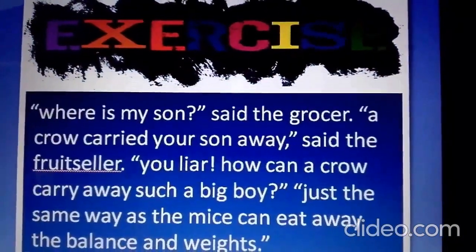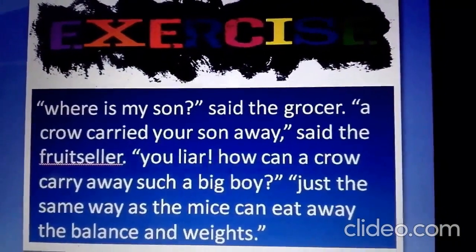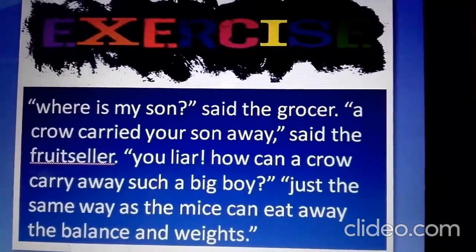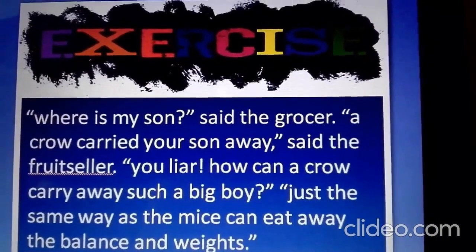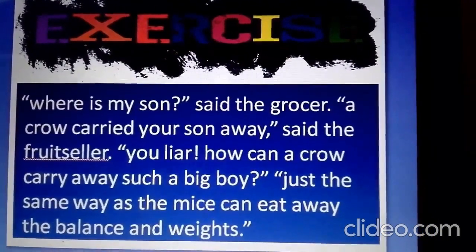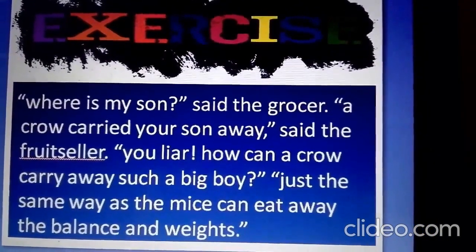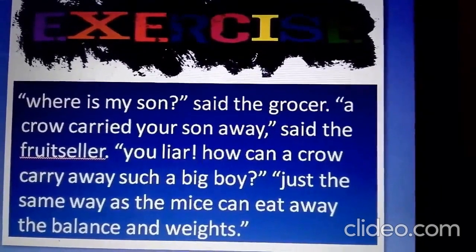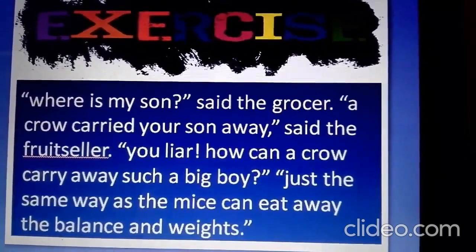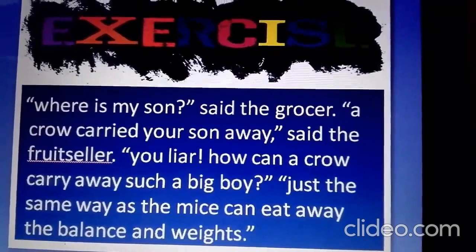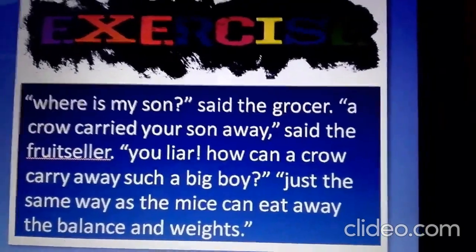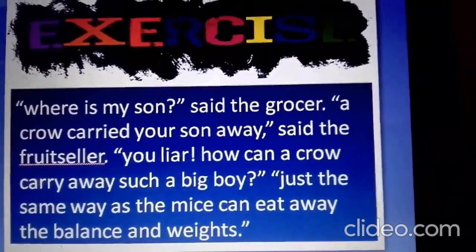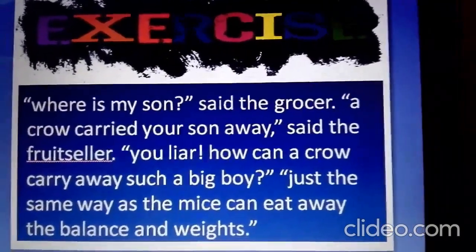Now there is an exercise for you. You learned something. Now practice. Where is my son? said the grocer crow. Carry your son away, said the fruit seller. You liar! How can a crow carry away such a big boy? Just the same way as the mice can eat away the balance and bits. So practice at home. You have more lessons in the book.